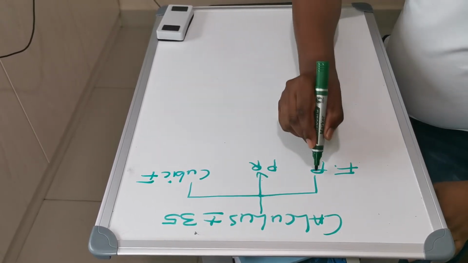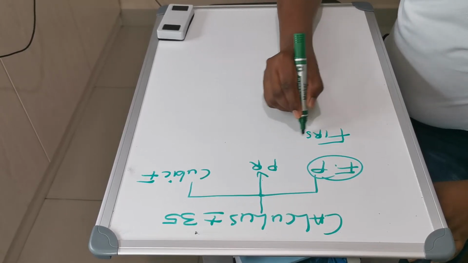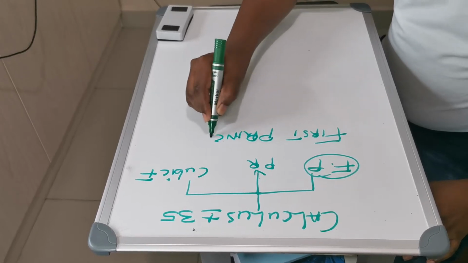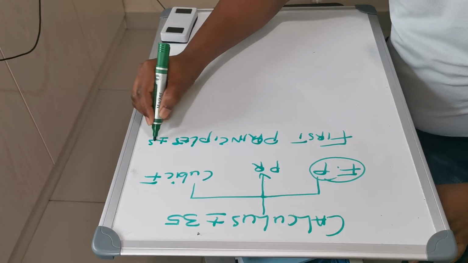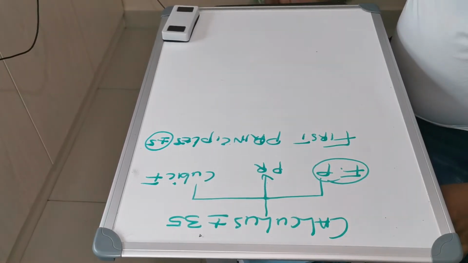But today, I want us to start with what we call first principles. Okay. First principles is plus or minus 5 marks. And in this case, that is when you are deriving.